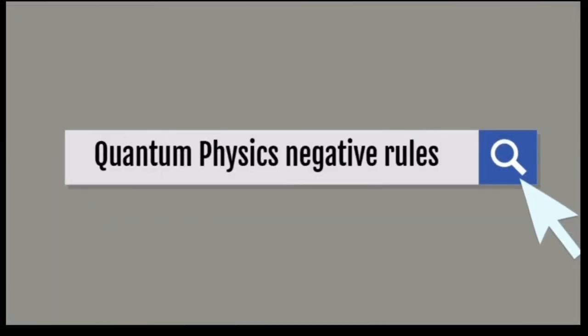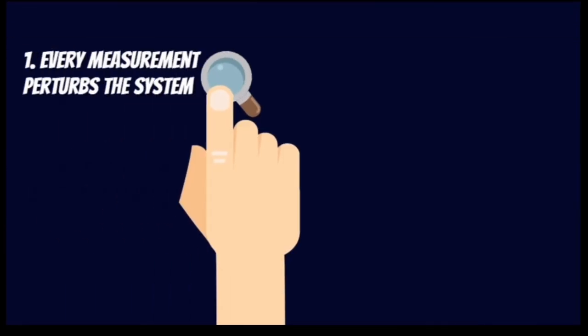The discovery of quantum behaviors has revolutionized the concept of information transfer. Quantum cryptography is rooted in quantum properties of nature. Quantum physics establishes a set of negative rules stating things that cannot be done. For example, every measurement perturbs the system.